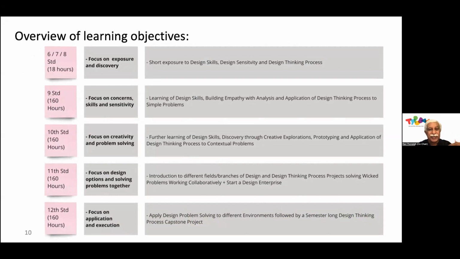The first 3 years are just exposure to design skills, sensitivity, and the introduction to the design thinking process itself. Then it goes into skills and sensitivity a little more deeply. They start solving simple problems, finding solutions to them. 10th standard is focused on creativity, prototyping, problem solving, slightly larger issues. In 11th standard, they get into different branches of design. That's where publication design gets implemented. They do a communication design problem. Problems become a little more complex, and even how to start an enterprise or a startup is taught there. And the 12th standard is basically about applications at different levels.